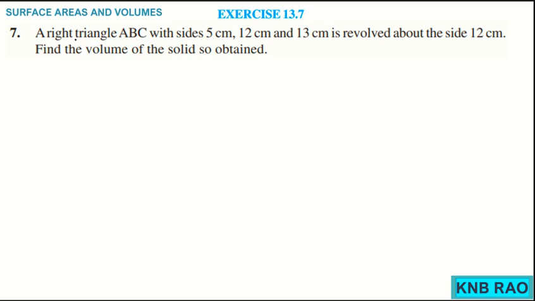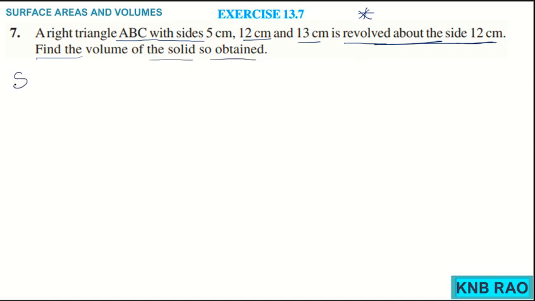In question number 7, a right triangle ABC with sides 5 centimeter, 12 centimeter and 13 centimeter is revolved about 12 centimeter. This is where we normally get doubt in solving this question. Find the volume of the solid so obtained.